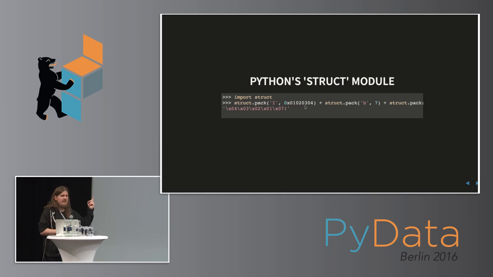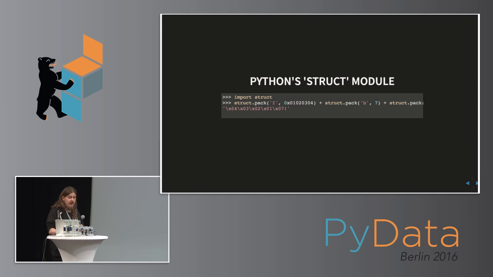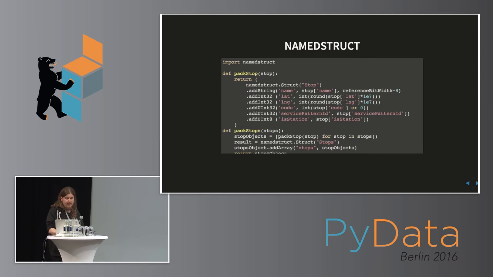It seems kind of inconvenient the way I have to define them. So I thought to myself, well, I'm just going to write a little helper library. My little helper library turned out to be kind of large, and I just called it named struct because all I wanted is names inside the struct. So I just developed this on top of structs, and it allows me to have schema-less files that are nevertheless typed. So the types are specified just like in the struct module when creating the data.